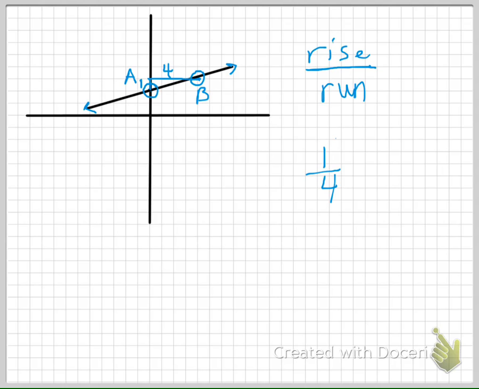Also, shortly we're going to start learning how to graph if you're given the slope, so this is good practice getting you used to how to use slope to get from one point to another. So this has a rise of 1 and a run of 4.